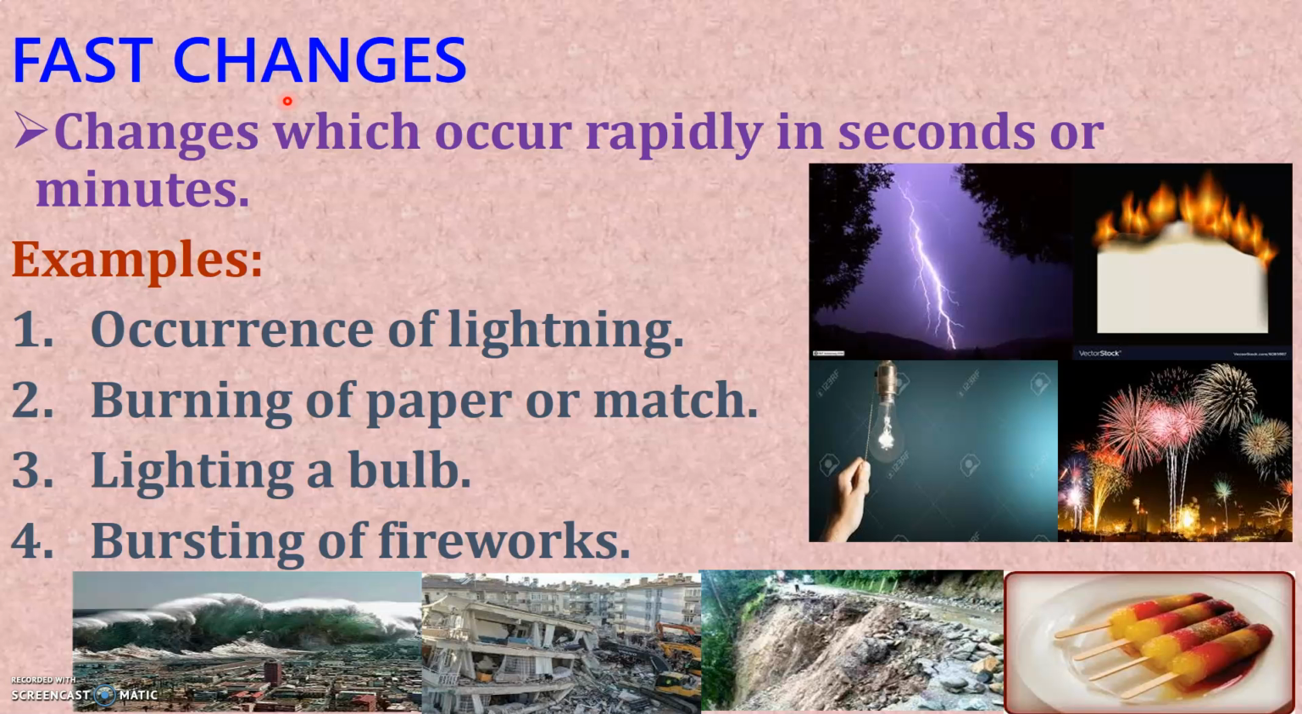Just opposite to slow changes, we have fast changes. These are changes which occur rapidly, that is within seconds or minutes. Occurrence of lightning, occurrence of tsunami, or other natural disasters like earthquake, landslide, etc. This takes place within a few minutes or a few seconds. Likewise, burning of paper, lighting of a bulb, bursting of crackers, melting of an ice cream. All these are examples of fast changes.